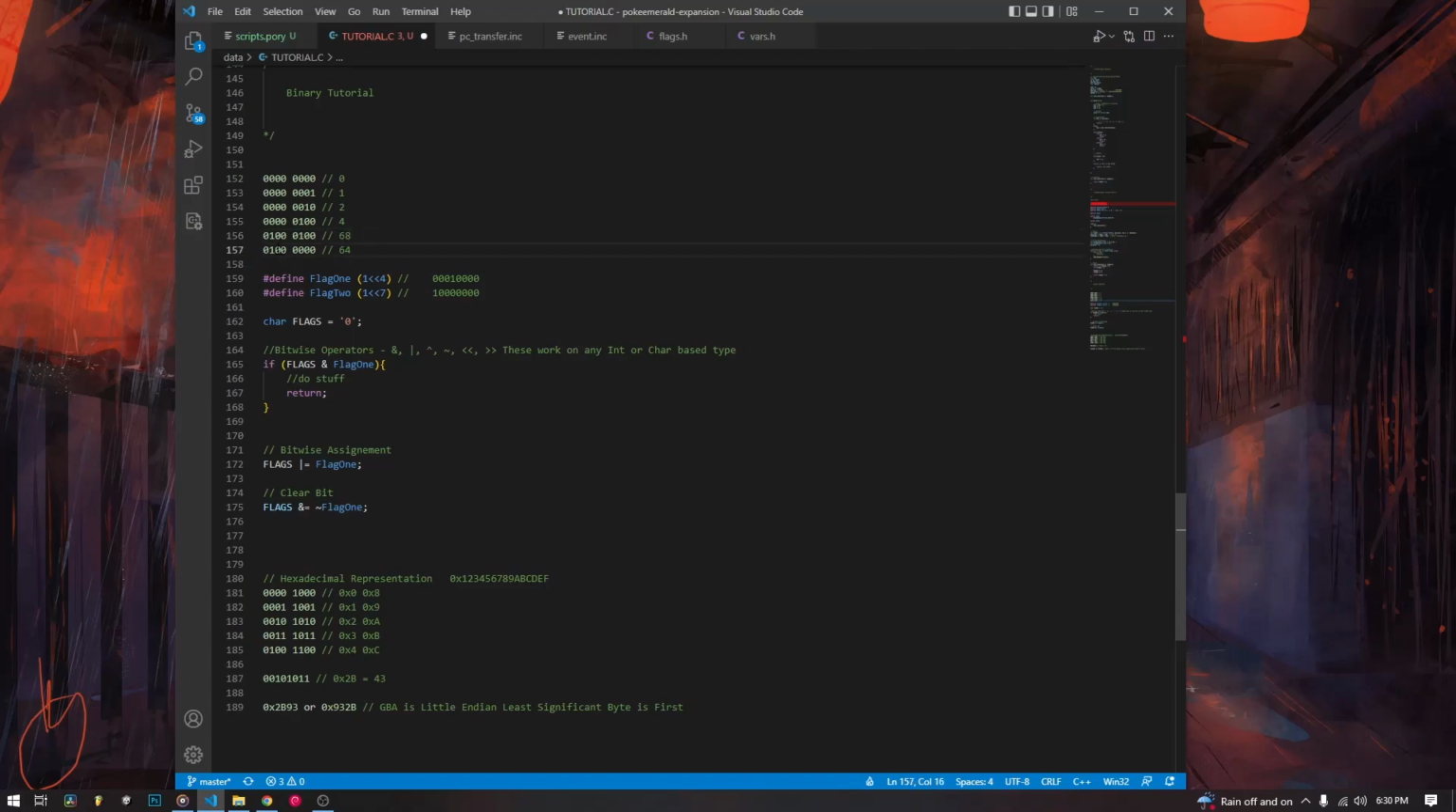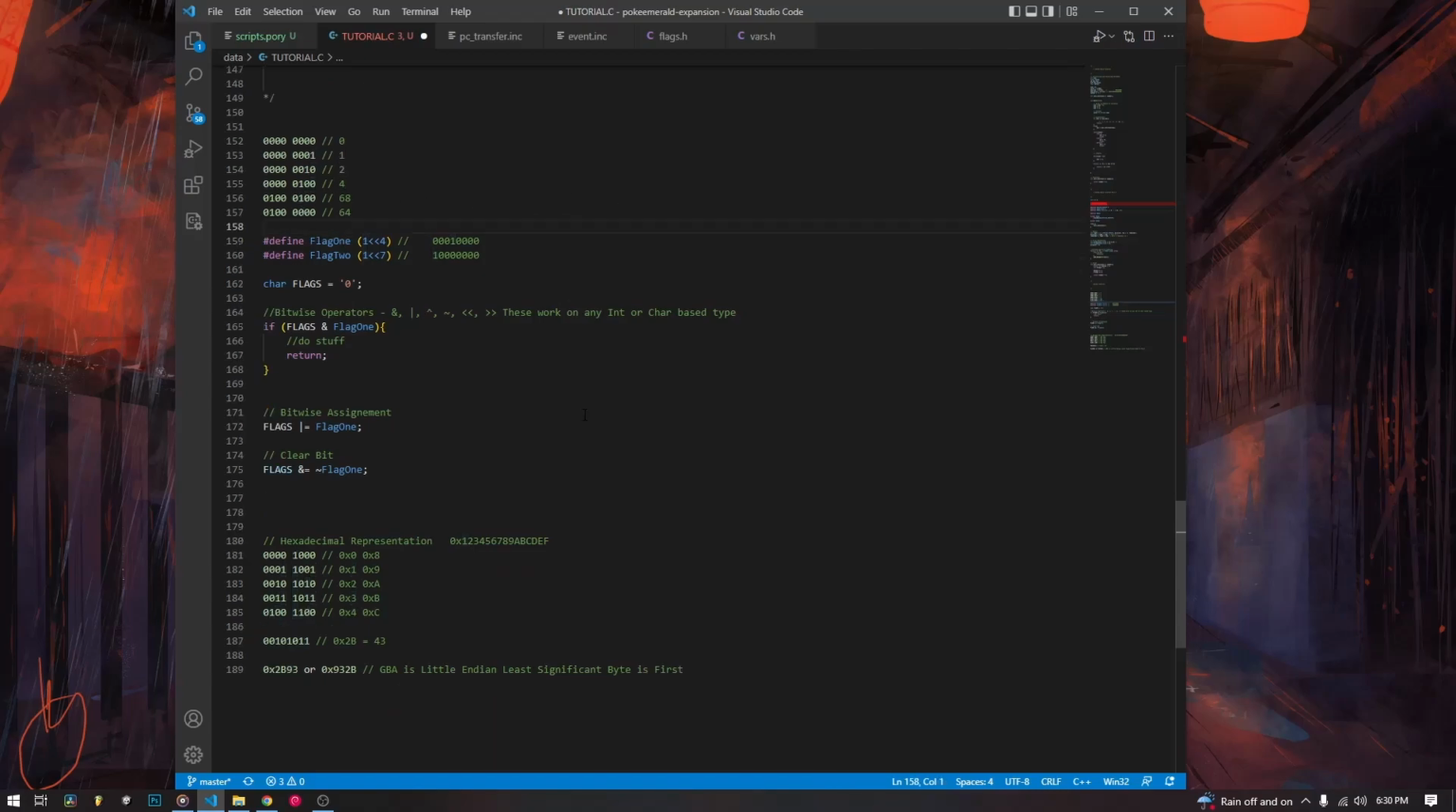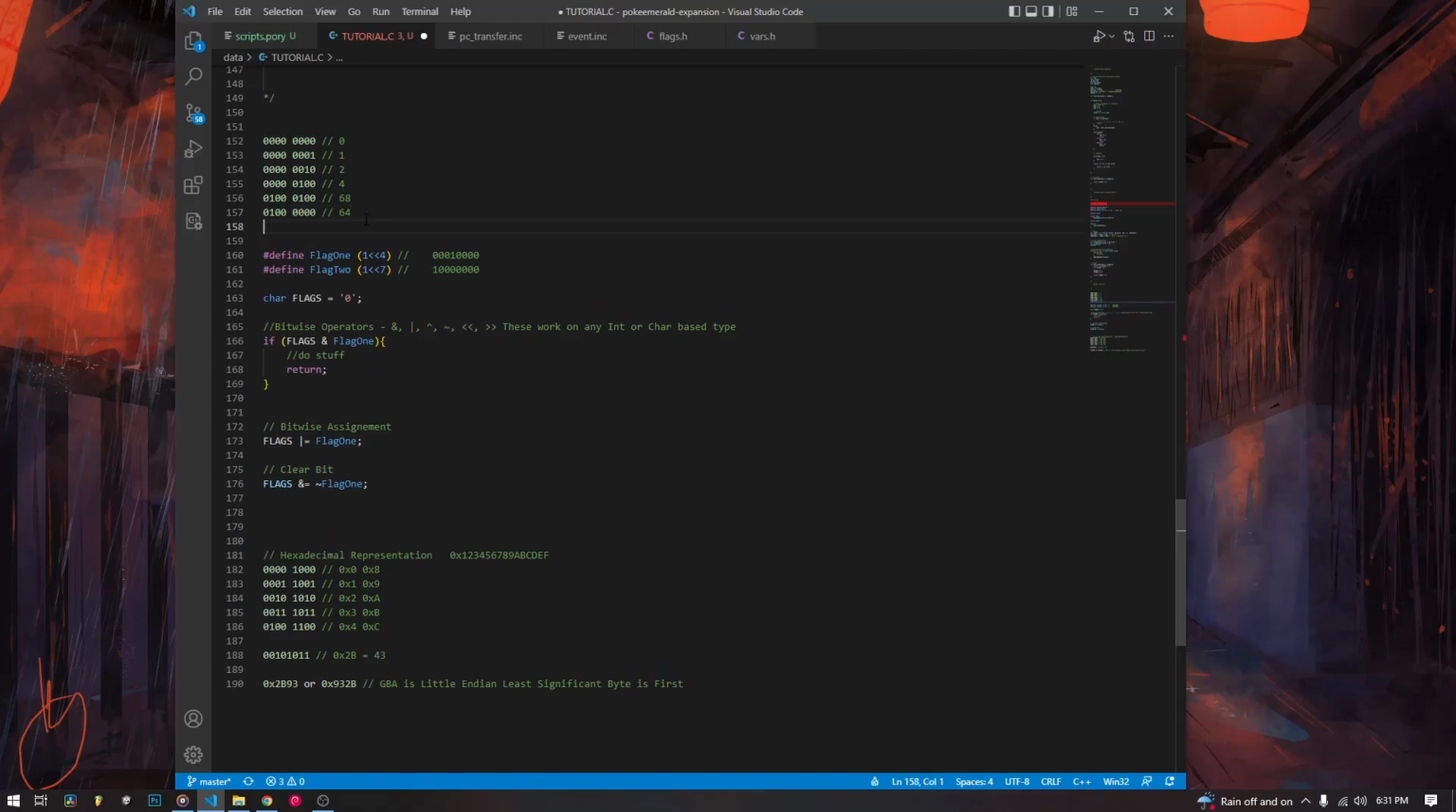Because we know that this is the 2 to the 6th place, and 2 to the 6 is 64. So that is how these bitwise operators work here, as well as the tilde. This is the negate, and this just flips all of the bits in a binary number. So this number here will become 1, 0, 1, 1, 1, 1, 1, 1.